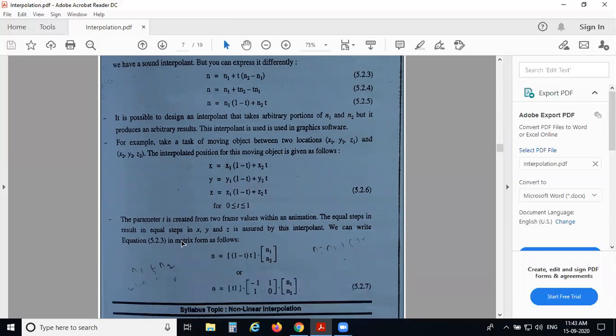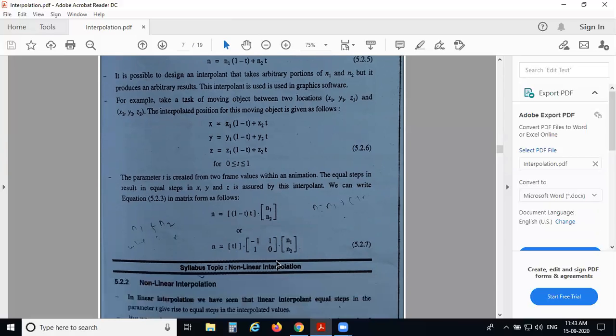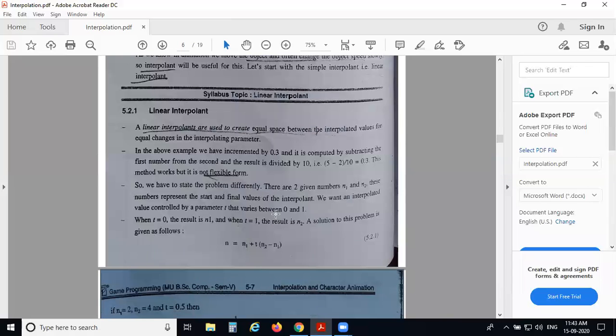Okay, so for example by using the matrix form we write it as n is equal to 1 minus t into t and in matrix n1 n2, these are the coordinates, that is n1 n2. Then it is also written as n is equal to t into minus 1 1 1 0 into n1 n2. Okay, so in matrix form it is written like this. Okay, so this is the first interpolation, linear interpolation.